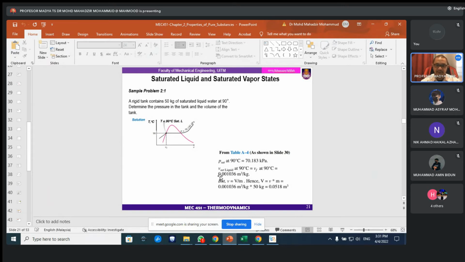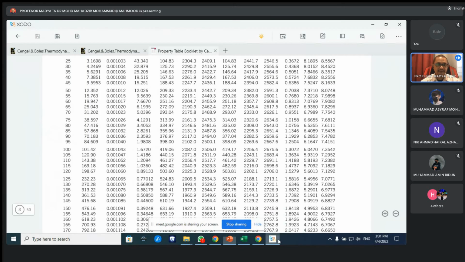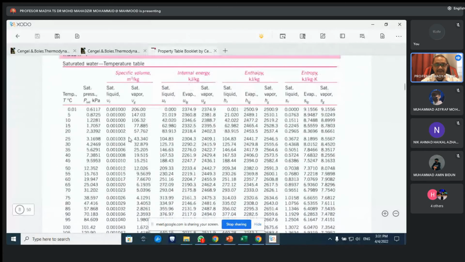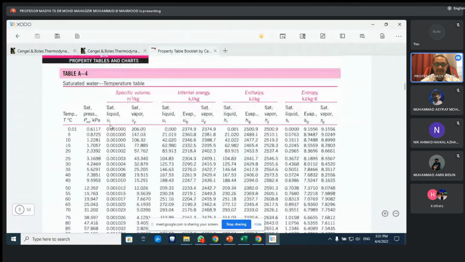So where to find 0.001036? We go to the properties table, 90 Celsius. This is for 0.001036. This is for Vf.